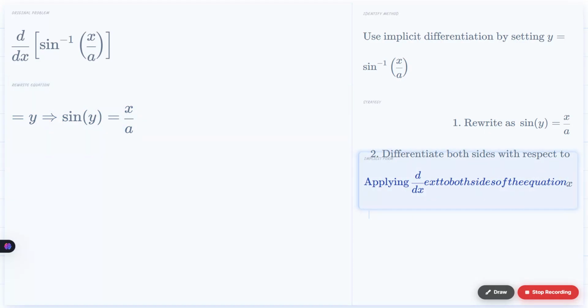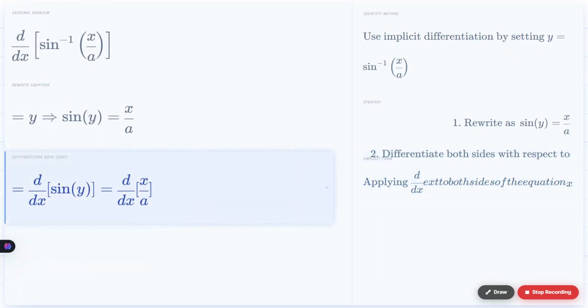We prepare to apply d over dx to both sides of our new equation. This is how we find the derivative. Applying the same change to both sides keeps the math correct. We take the derivative of sine of y and the derivative of x divided by a. We do this to start finding the answer. Taking the derivative of both sides is a standard rule.